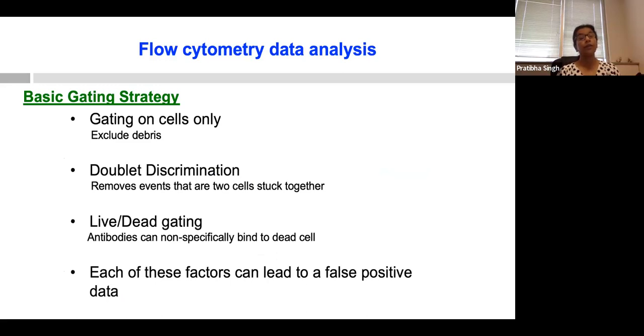If you don't pay attention to these factors, they can lead to false positivity, because dead cells can non-specifically bind to antibodies and give a false positive signal. Doublets can have higher autofluorescence that can give a false positive, and debris can also non-specifically bind and give a false positive. In addition, debris can soak up the antibodies, which reduces the availability of antibodies.